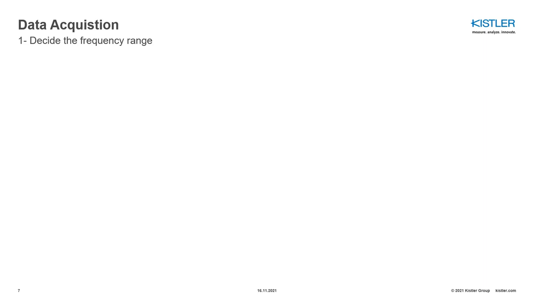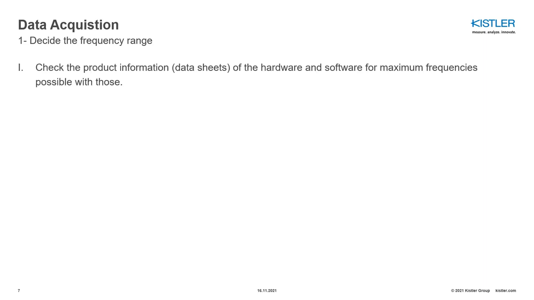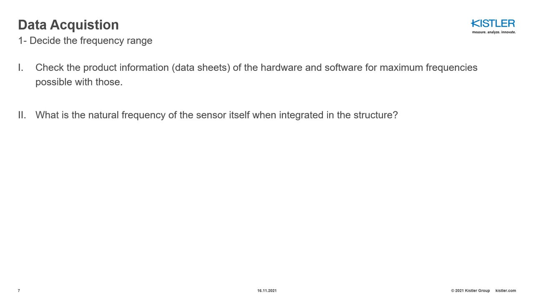So when we know which kind of frequencies I am expecting in my process, now it is time to have a look if we can measure those frequencies with the measurement chain that we have. The first step, as I said before, is to check the product information of the hardware and software for limitations when it comes to the maximum frequencies. The second step is to look at the natural frequency of the sensor itself when integrated in the structure, because that will be a limiting factor.